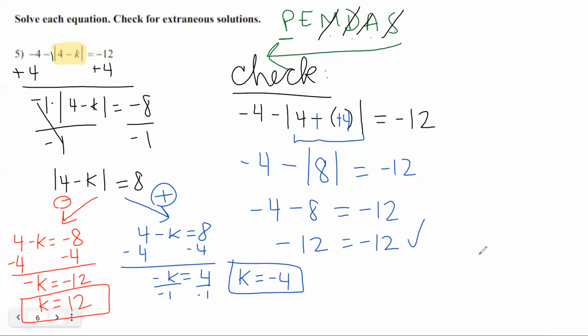So our solutions are k is equal to 12 and k is equal to -4. Or if you're fancy schmancy and practicing, this is really k is equal to -4, comma, 12. There are two solutions. The smaller solution comes first in our set builder notation.